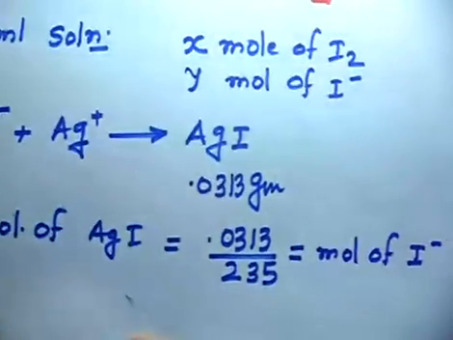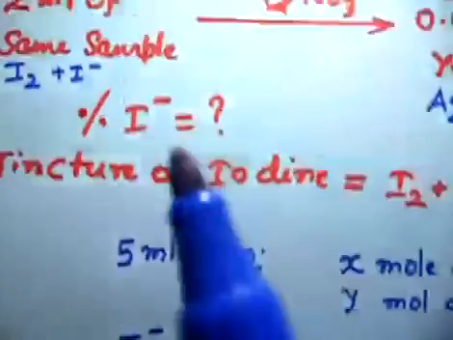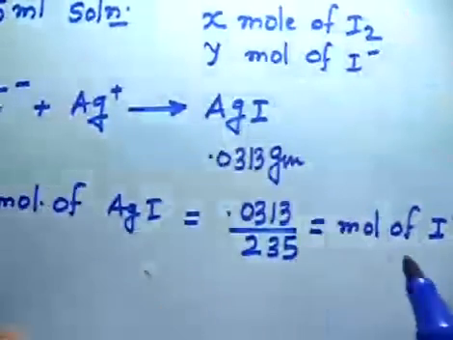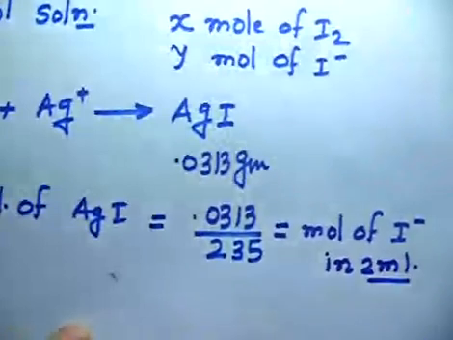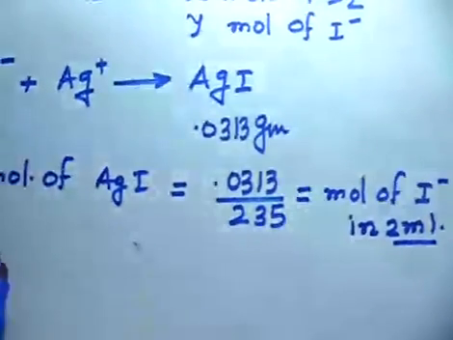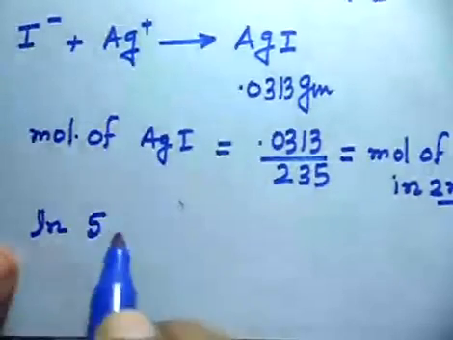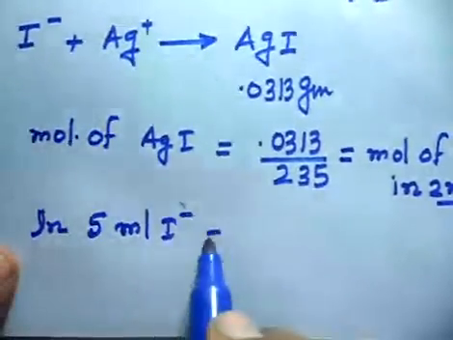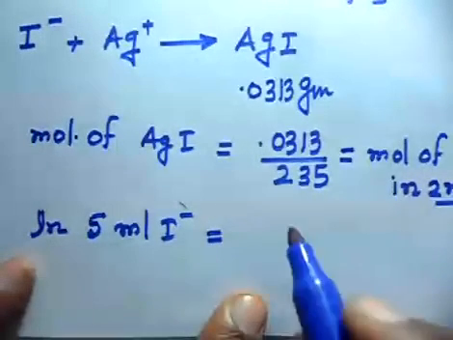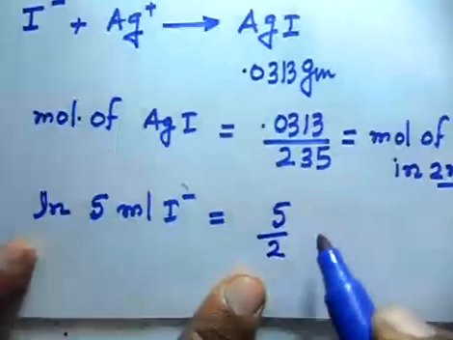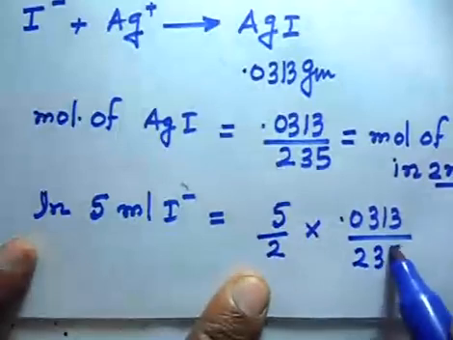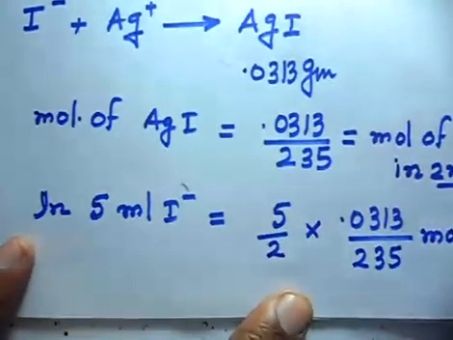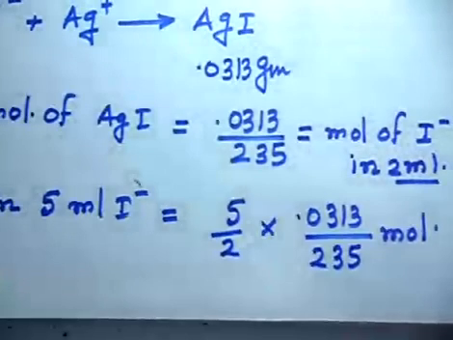Now this is the mole of I minus in 2 ml of solution. You see what we have done, we have taken 2 ml of sample, so this is the mole of I minus in 2 ml. So in 5 ml, I minus is nothing but this multiplied by 5 divided by 2. So I will have 5 divided by 2 into 0.0313 divided by 235. So this is the mole of I minus that you will have in 5 ml solution.